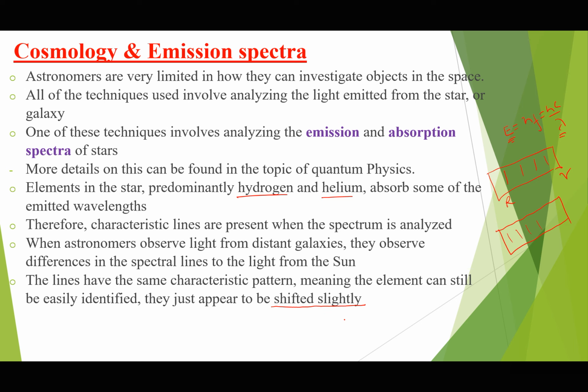So if we have, for example, 5 lines for light coming from a certain galaxy, and we have 5 lines for light coming from stars, they have the same pattern, only that the lines coming from a distant galaxy could be shifted slightly to one end. And to which end are these lines shifted? And why are they shifted? Astronomers are going to rely on that fact to explain the origin of the universe.